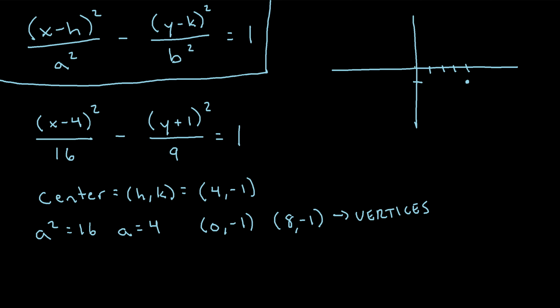And if we'd like to graph them, we can. So (0, -1) and (8, -1), so 5, 6, 7, 8. Here are our two vertices.